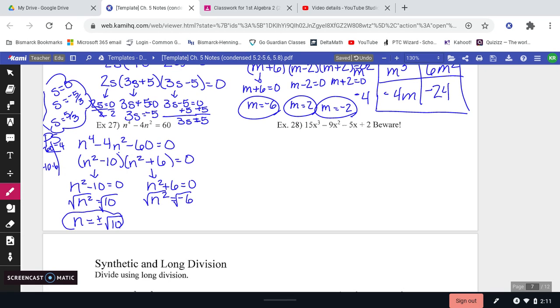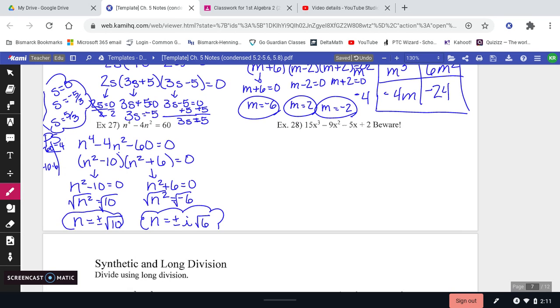Square root, n is plus or minus. I can't do the square root of 6. It's not a perfect square. But you also have square root of a negative. So you guys remember your i's. So n is plus or minus i root 6.